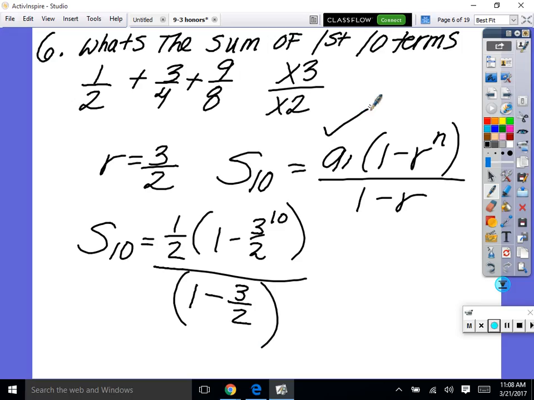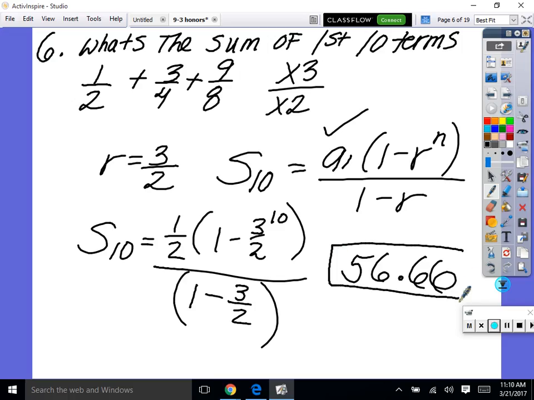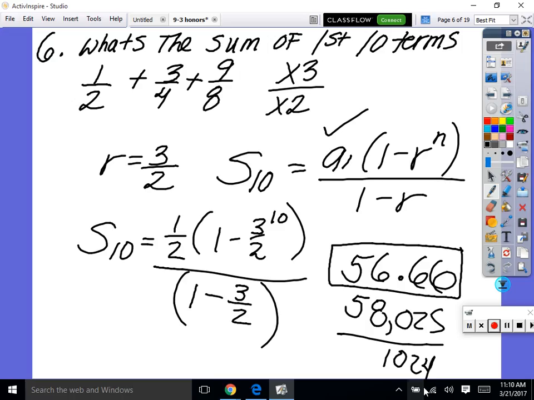If not, you would literally just write out the 10, make sure you have 10 terms, and then add them up in your calculator. It might be worth it to spend 10 minutes on the problem and get it right. It would be worth it. You have unlimited time, so it would be worth it for you to just spend your time and get it right. Okay, so I'm just going to write down the answer. You said it was 56.66. Or 58,000. Oh, 58025 over. I like that better because it's exact.